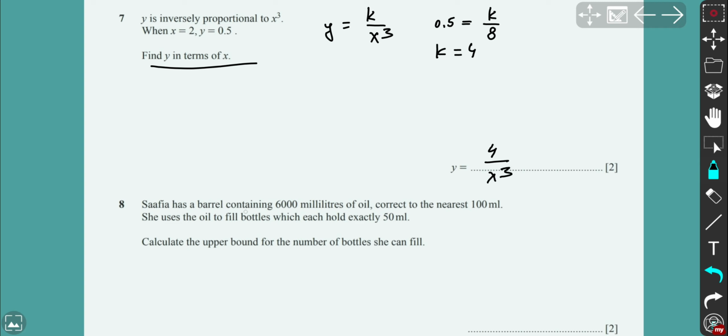So next one: a barrel containing 6,000 milliliters of oil, correct to the nearest 100 milliliters, okay?